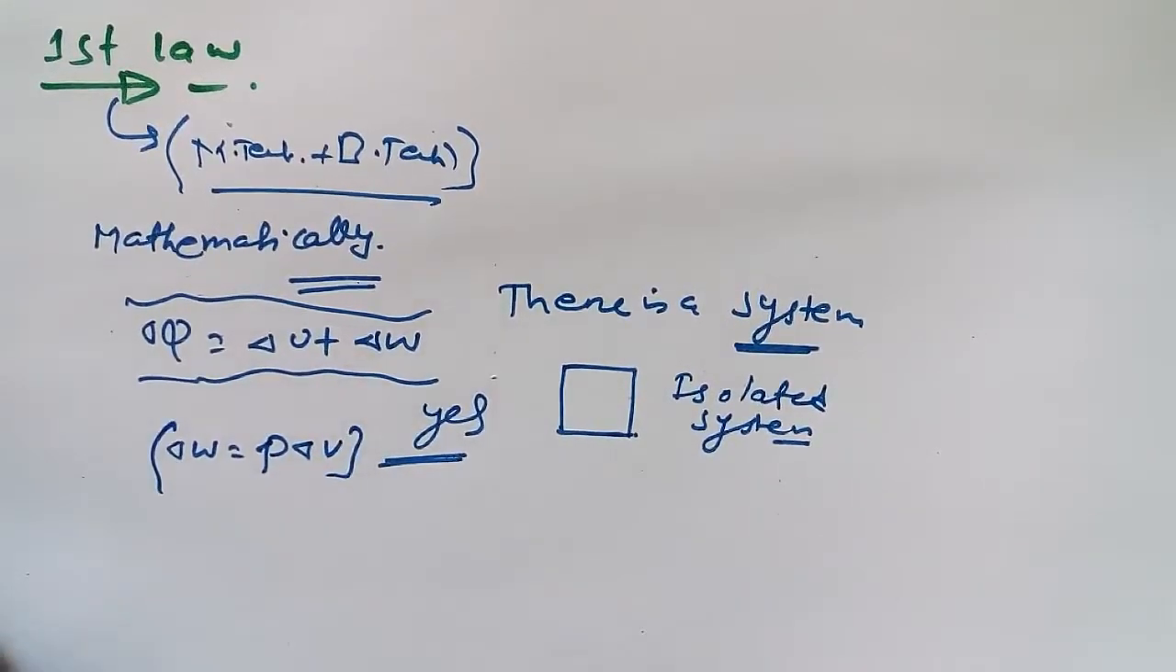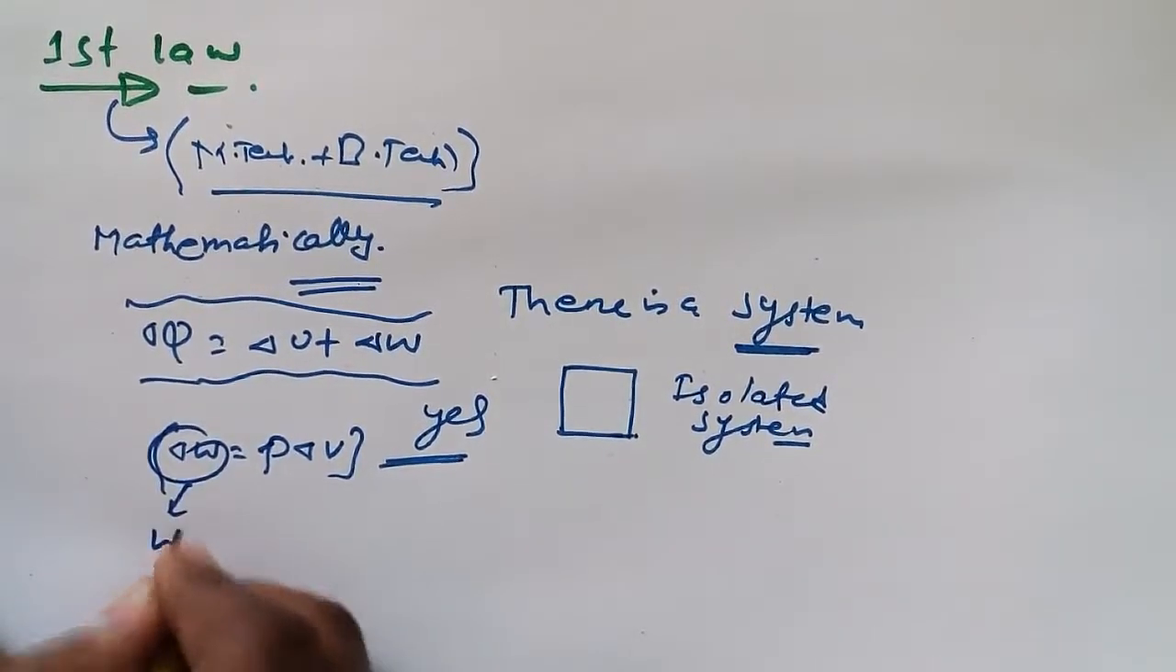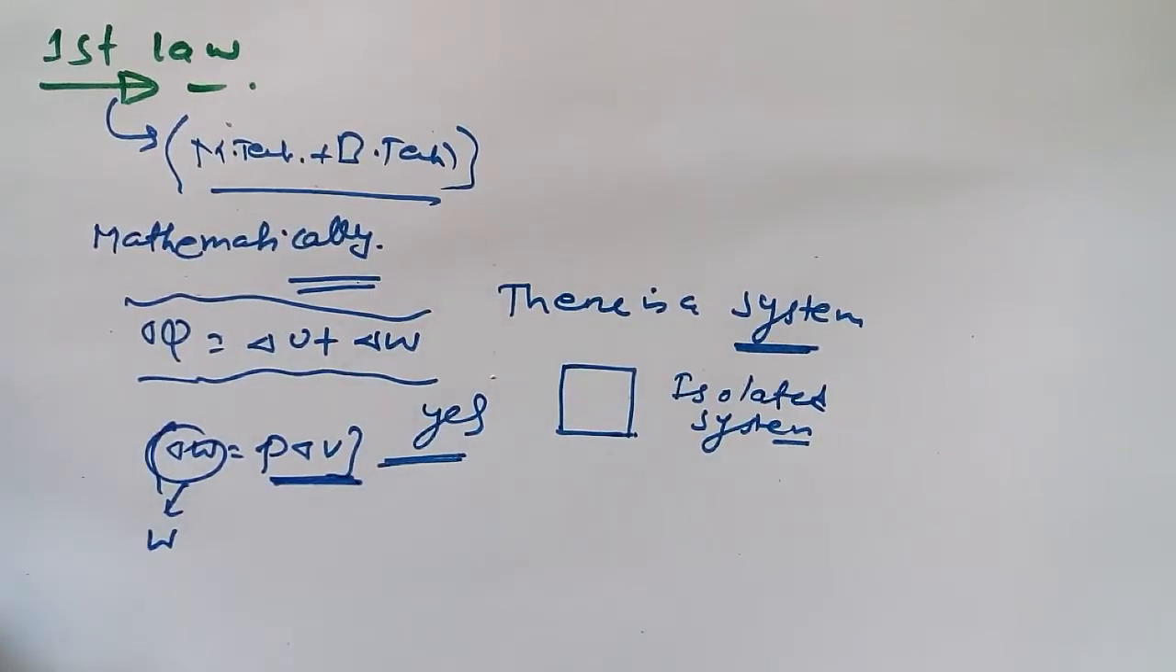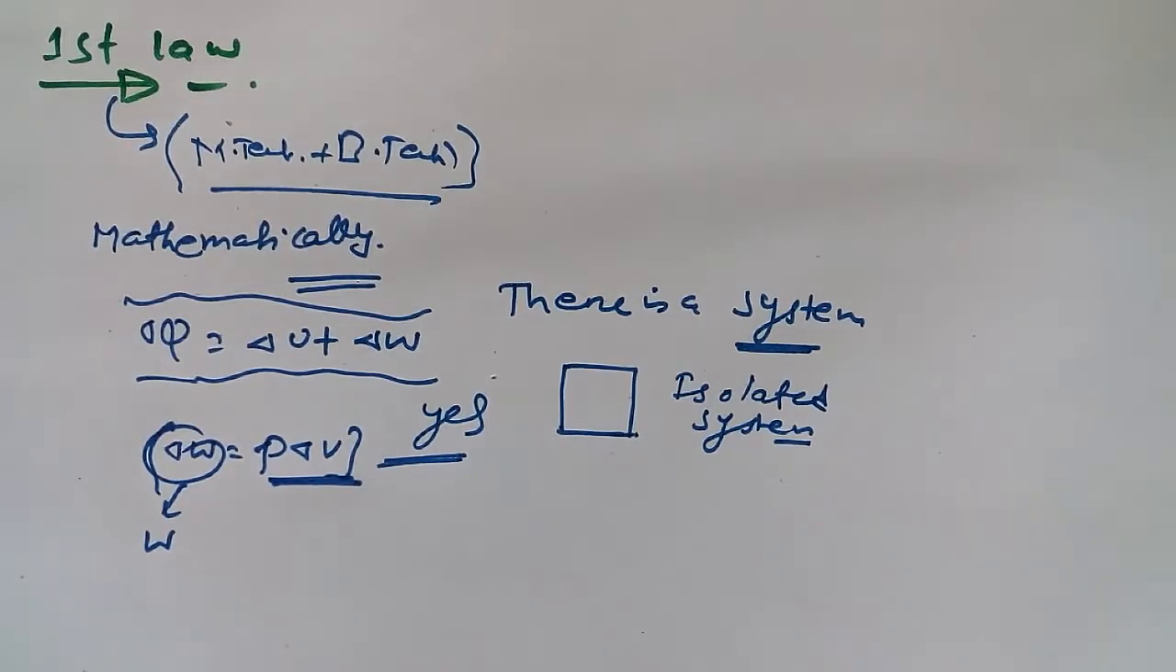Now this is also known as W, and this is for another system. There are two types of work done: work done for a flow process, and work done for a non-flow process. I will discuss this topic later on, and you will understand much more about thermodynamics. Alright, so let's move to the next law.